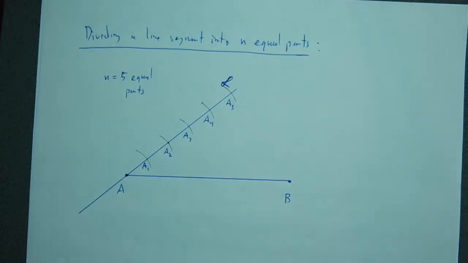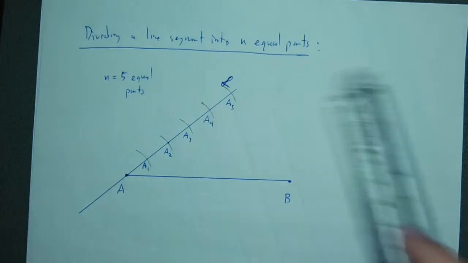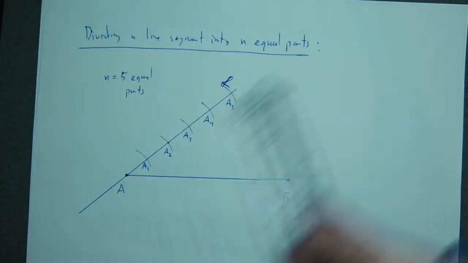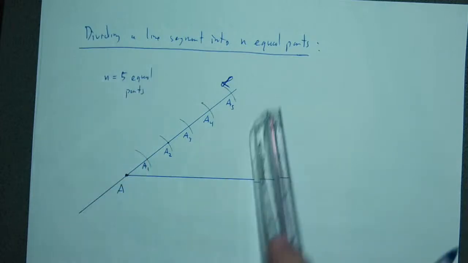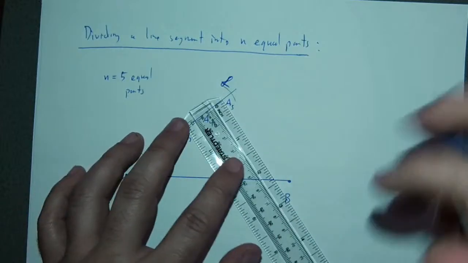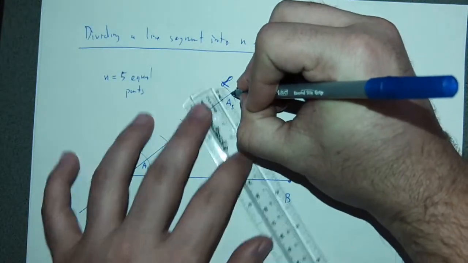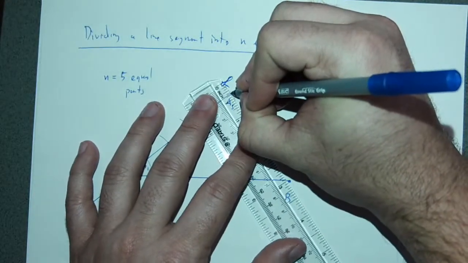So the next thing is, when I've decided however many parts I want to split this line segment into, I stop at A sub 5. So since n is equal to 5, I stop at A sub 5. And then I draw in the line segment from this last point to B.